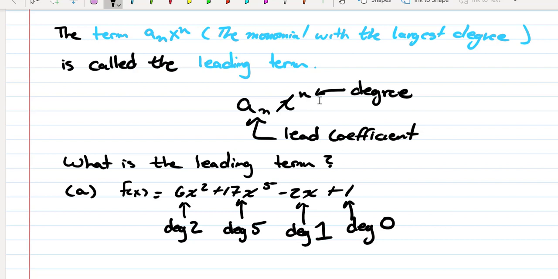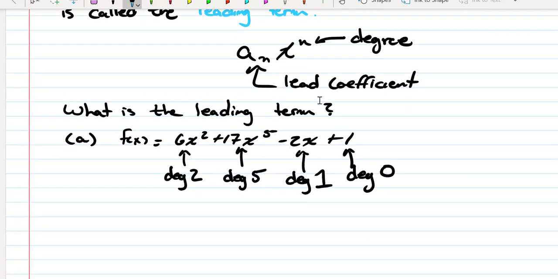Perfect. So then, the leading term is the monomial with the largest degree. So which one's my leading term?